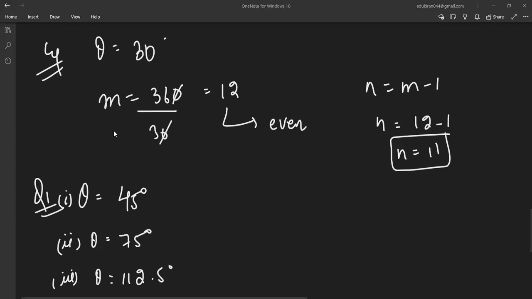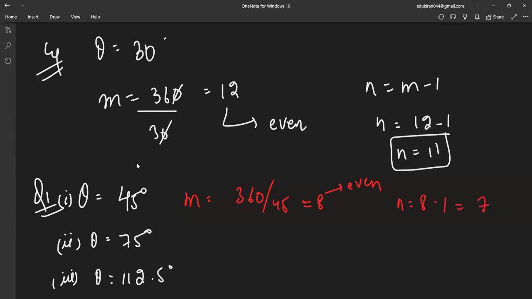Yes, class, see if theta is 45 degrees. So your m will be 360 by 45, which is equal to 8. So here this is coming even. So number of images will be 8 minus 1, which is 7. So 7 images if theta is 45 degrees.